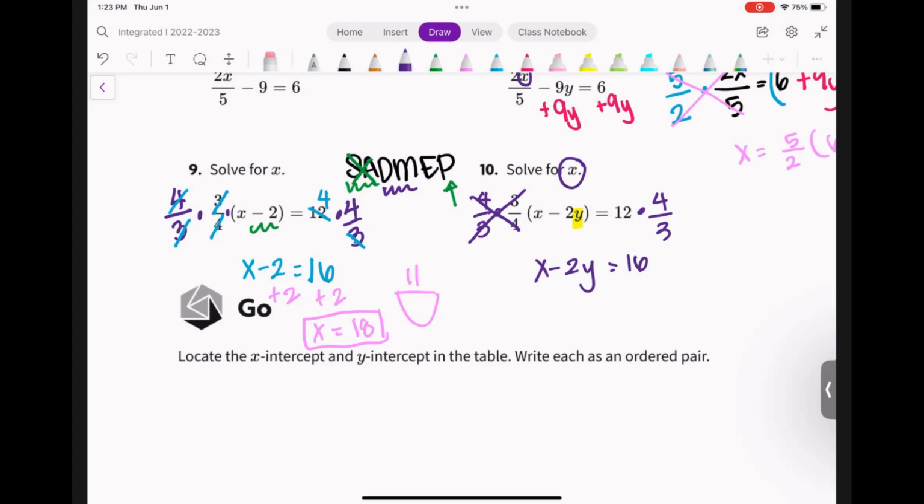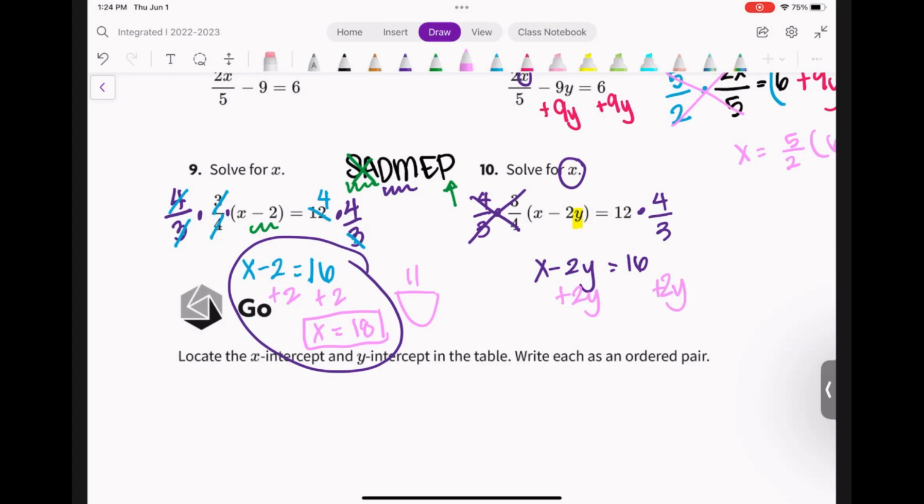X. So who do you want to be by themselves? X. So over here, looky look, what did we do next? We added 2 to both sides. Can you add 2y to both sides? Can we add 2y to both sides? And the answer is, of course, you can. So don't think you can't.